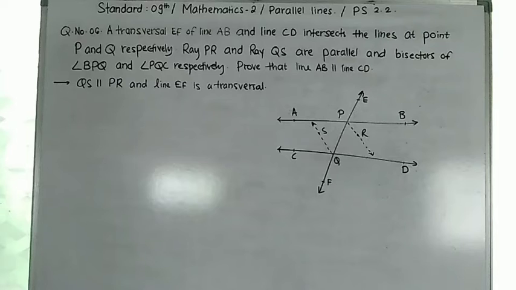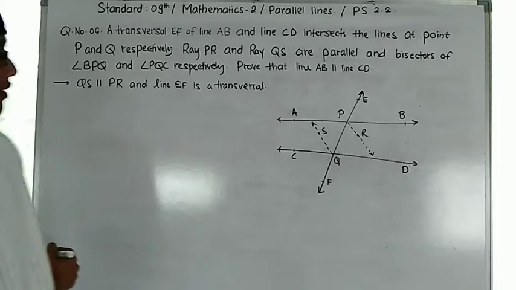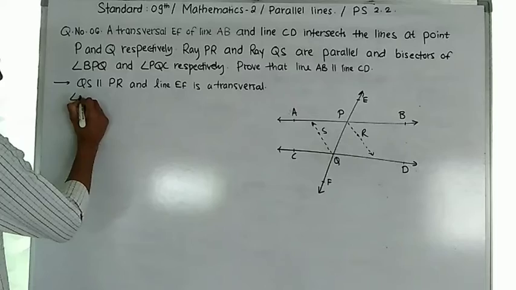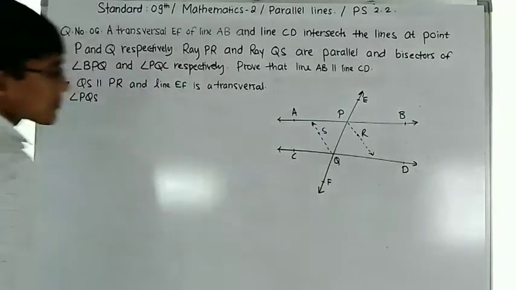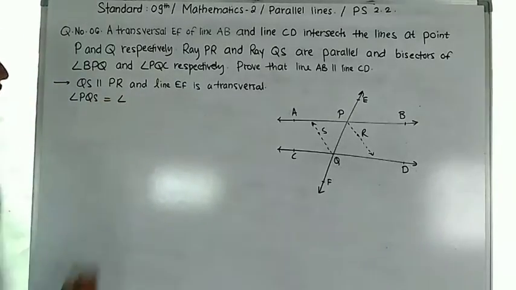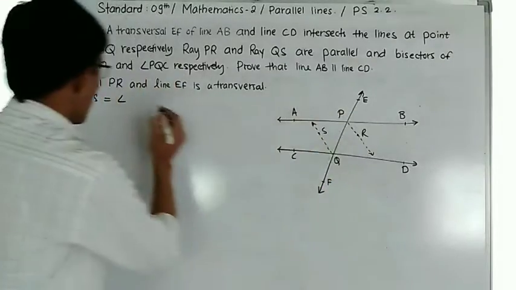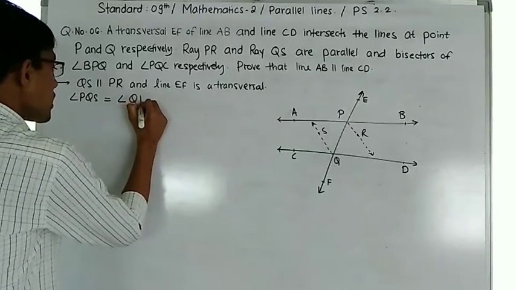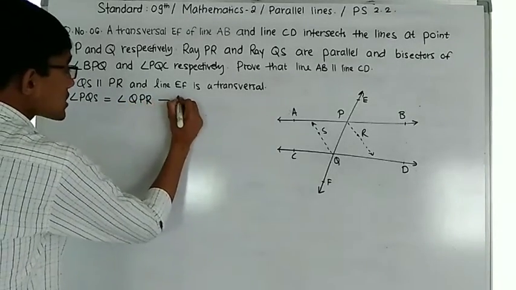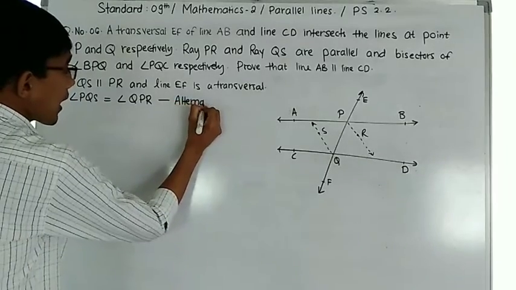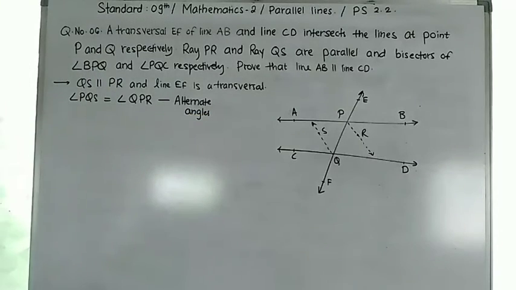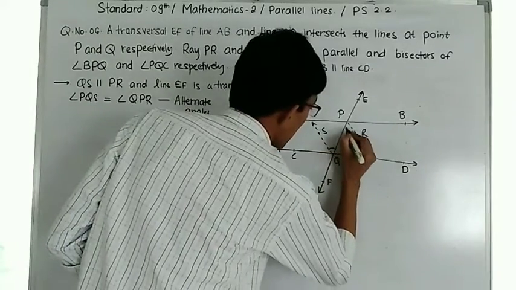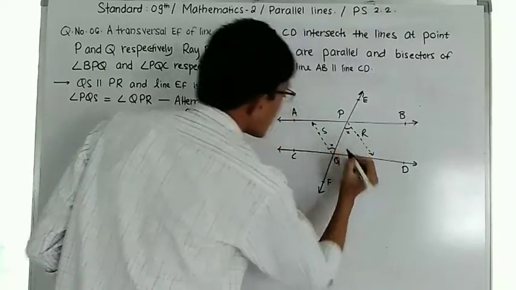So in that case, angle PQS is equal to angle QPR, as both the angles are alternate angles. We know that alternate angles are congruent if they are created by a transversal and two parallel lines. So this angle and this angle we have got equal.